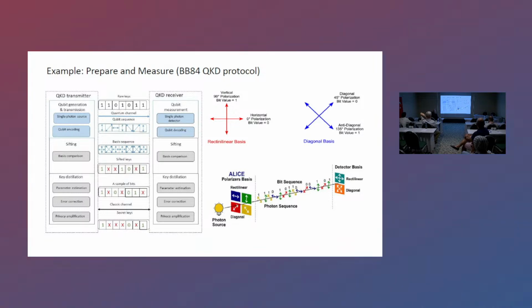In a typical BB84 QKD protocol, which is based on prepare and measure, Alice now is the transmitter, Bob again is the QKD receiver. There is a set of generated raw classical bits that are encoded on the qubits and transmitted to Bob.